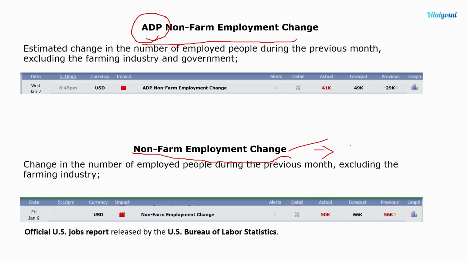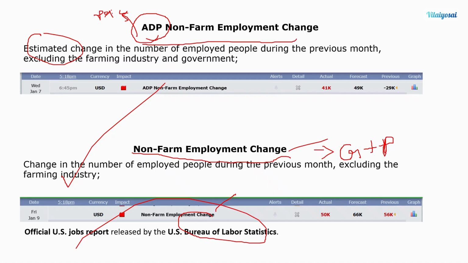Non-farm employment change calculates both government and private sector employees. This data is released by the US Bureau of Labor Statistics. It's a government source. This ADP is private. This ADP non-farm employment change is released 2 days before the government data. It's an estimated amount. This is a final amount.